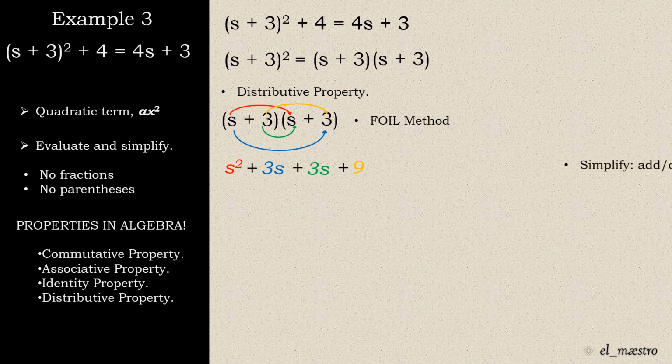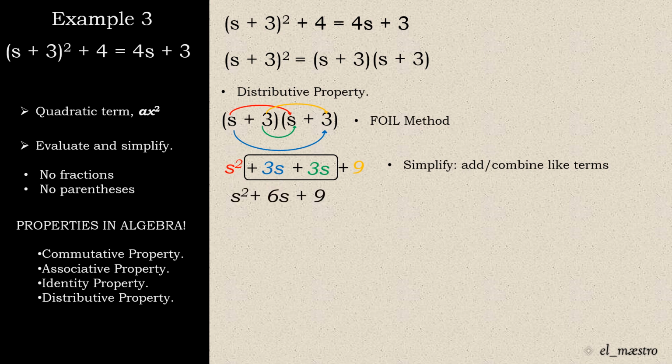So after that one, okay, simplify, combine like terms. So unsang like terms diri? Very good. So si 3s ug 3s are like terms, so i-add nato sila. That becomes s squared plus 6s plus 9. Next. Okay, katong remaining sa taas, isumpay lang nato siya. Kaya gisimplify naman nato ang s plus 3 squared. So isumpay lang nato siya.